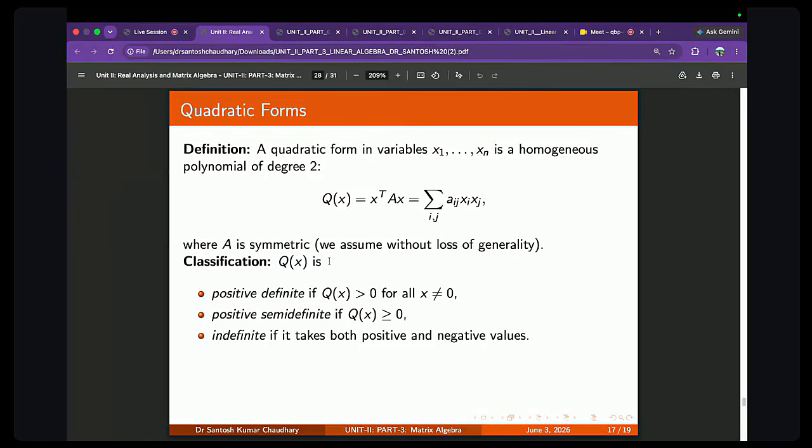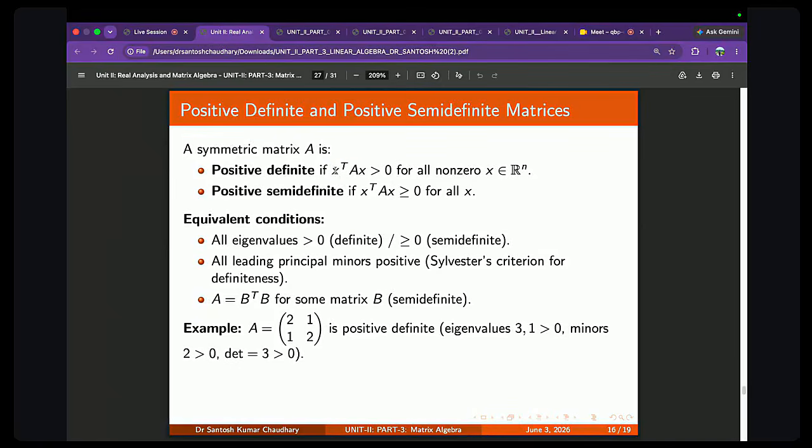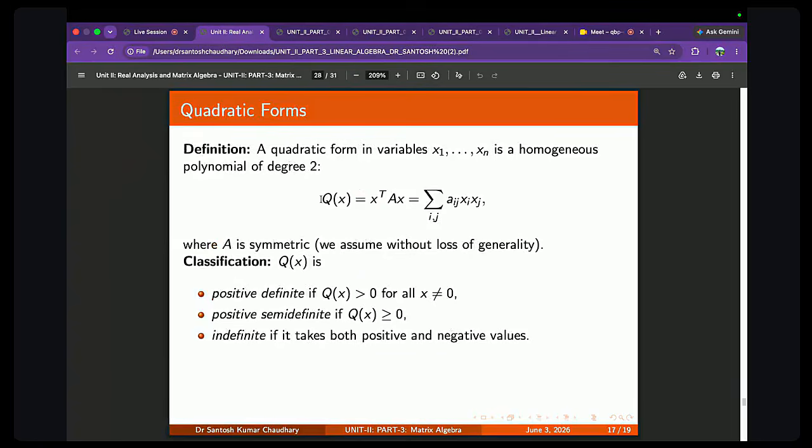What is a quadratic form? A quadratic form in variables x1, x2, ..., xn is a homogeneous polynomial of degree 2. It is defined like this: x transpose Ax. And this was also in the definition of positive definite and positive semi-definite. With the help of the quadratic form we defined positive definite and positive semi-definite. And the quadratic form is this, x transpose Ax.